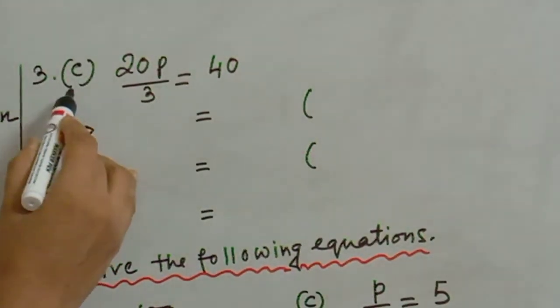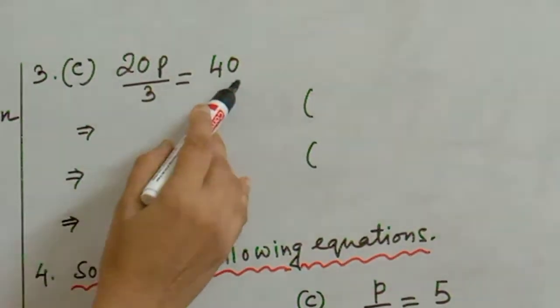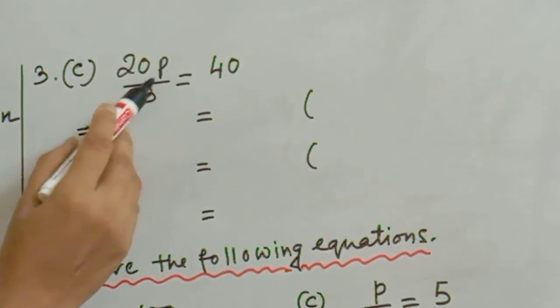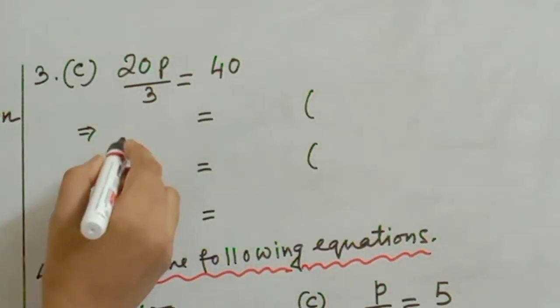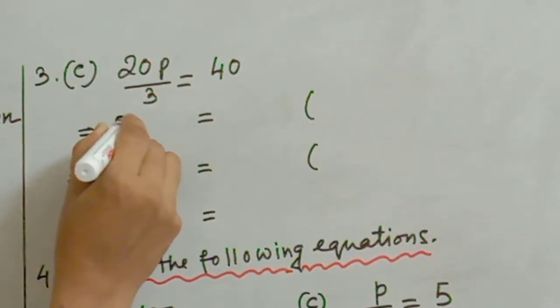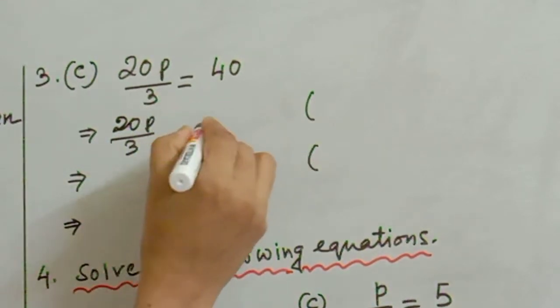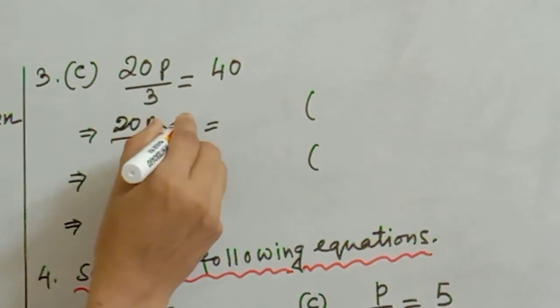Now question number C from 3. 20p by 3 is equal to 40. Again we have to separate the variable. To separate the variable, the following steps we need to do slowly, one by one. Now 20p by 3, to remove this 3, it is divided, so we need to multiply 3 here.